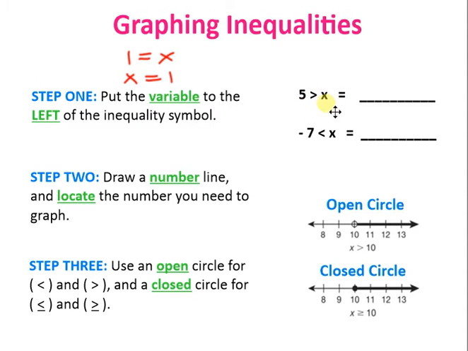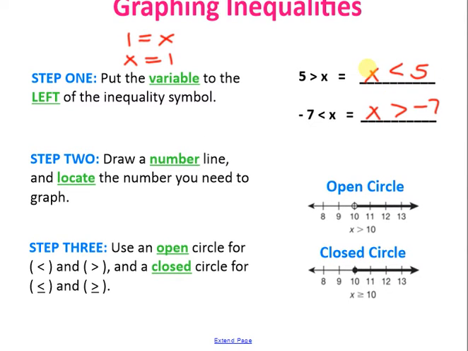So here, the variable is not on the left-hand side, it's on the right-hand side, okay? So we're going to flip everything around. We're going to bring the x over here to the left, we're going to bring the 5 over here to the right, and this greater than sign, we're literally going to flip it around so it becomes a less than sign, okay? Here's another example. Negative 7 is less than x. We're going to flip everything around. We're going to bring the x to the left, the negative 7 to the right, and the less than sign is going to become a greater than sign. All right, that's step 1, making sure that the variable's on the left. Most of the time, step 1 will be done for you.